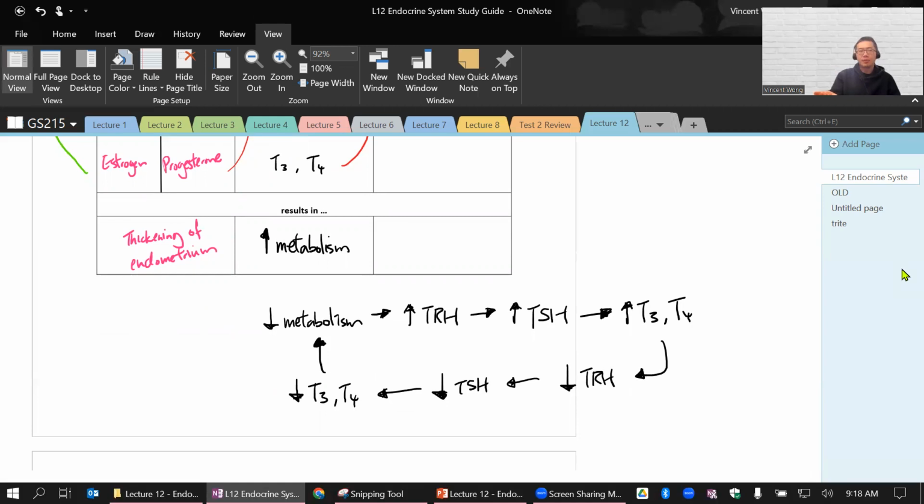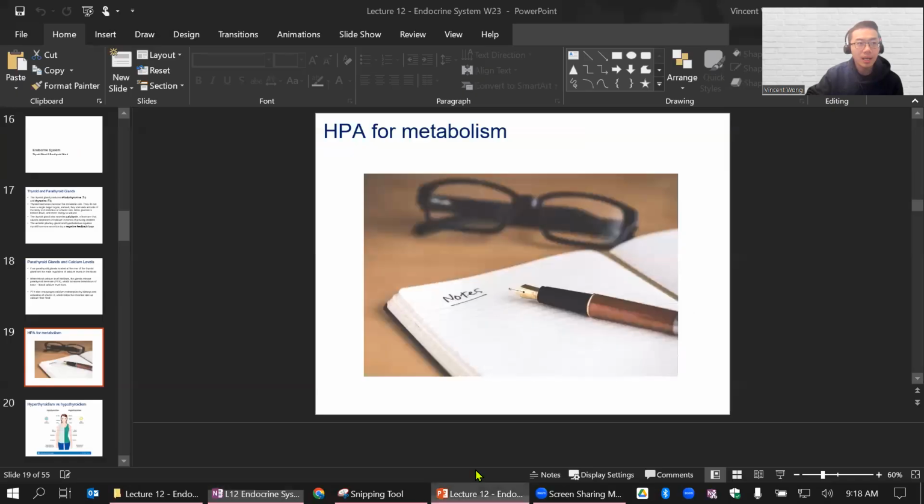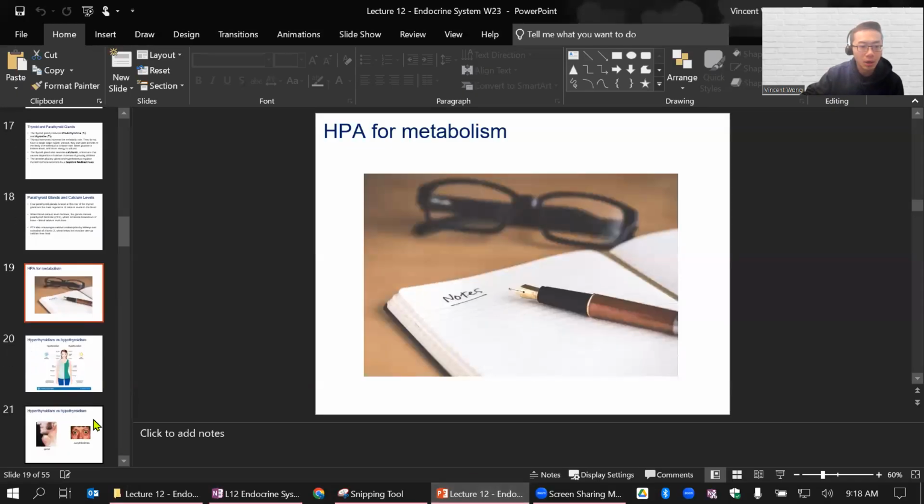And that's what the HPA is for, right? The hypothalamic pituitary axis. All the hormones, all the organs and glands in that path work together to maintain some kind of homeostasis. Are we together with this concept? Any questions? Okay, sounds good. What's next? Oh, okay, yes.